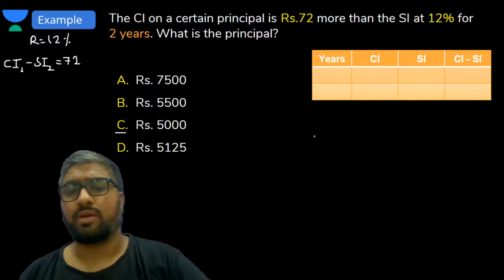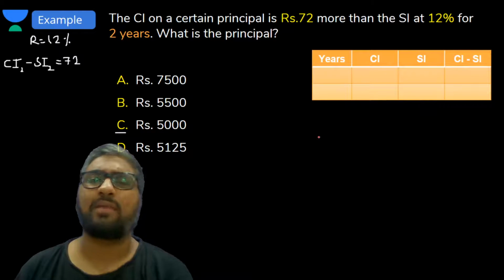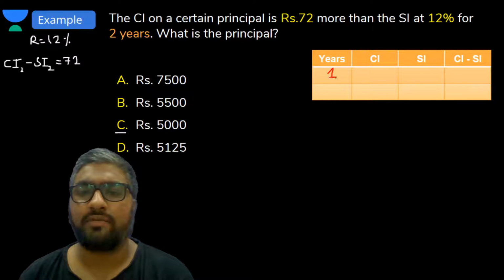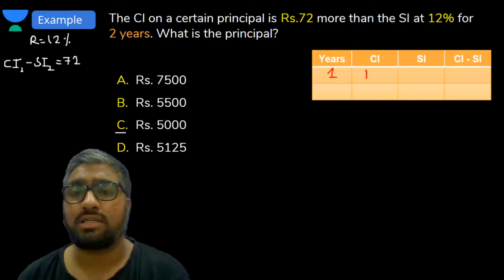So let's look at this. Okay. Now I'm going to forget all of this, only the algebra part. At the first year, first year, what is it? P into R. P into R. What's the difference?